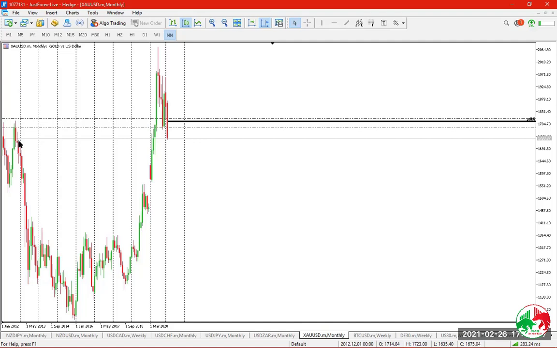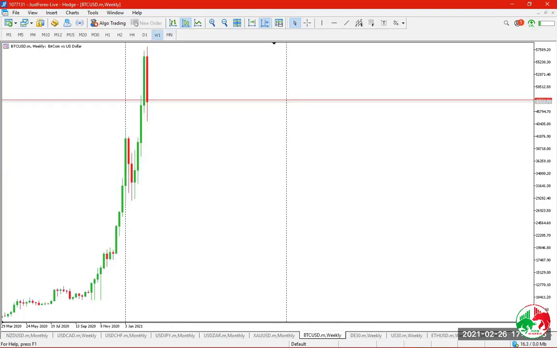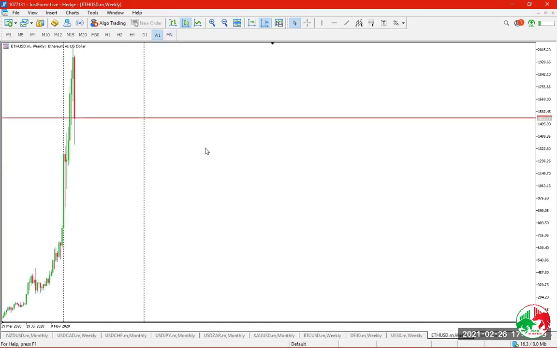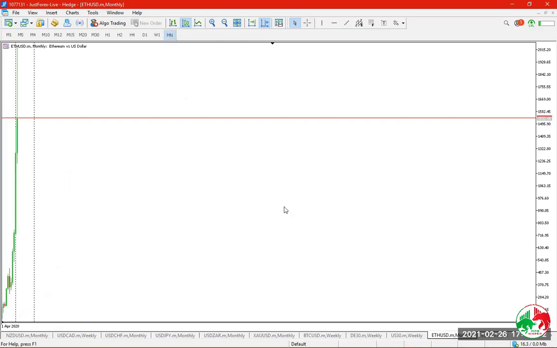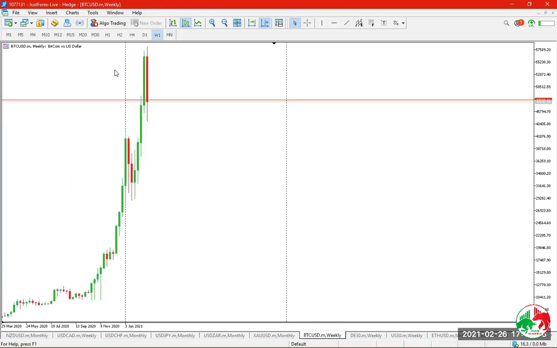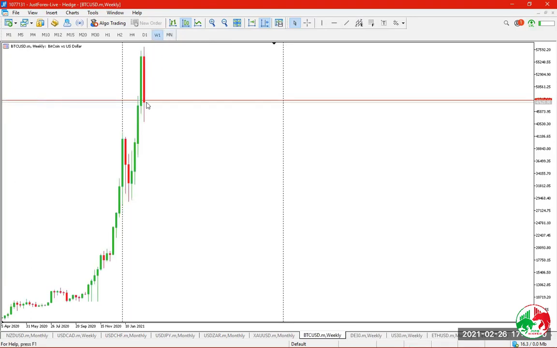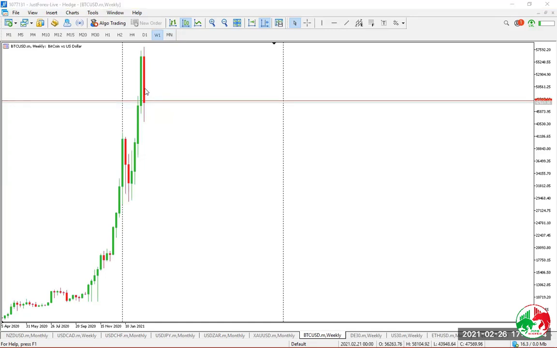Do you trade this particular method on anything besides forex, like cryptocurrency, indices, etc.? Yes, I do. As you can see here, I've opened a few: Bitcoin, Dex, Nasdaq, Ethereum. Could you show me an analysis on Bitcoin if you don't mind? Bitcoin was still not aligned the last time I checked. You see, the monthly is bullish, but the weekly was bearish.